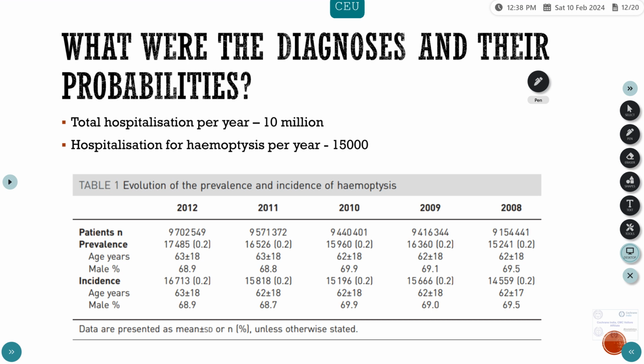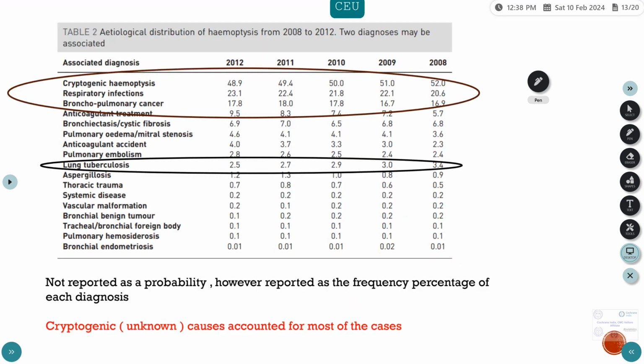That they mentioned. And when they looked at the etiological distribution of hemoptysis from 2008 to 2012, every year around 50% of the patients were diagnosed with cryptogenic hemoptysis, like I mentioned. That means around 50% of the patients did not get an etiological diagnosis at the end. This is followed by respiratory infections and bronchopulmonary malignancies. So if a patient presents to hospital with hemoptysis, there is a 50% chance that the patient would not have a diagnosis at the end of their evaluation.